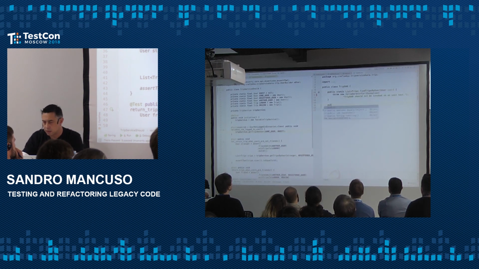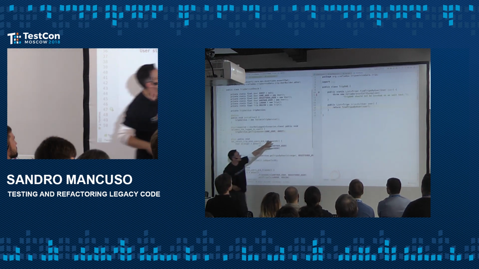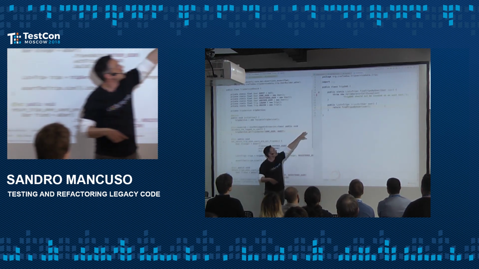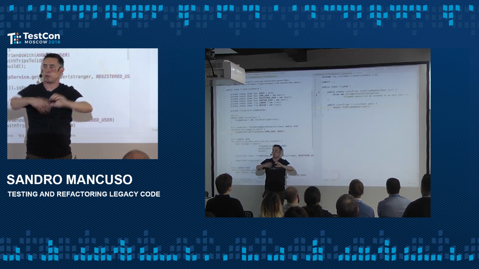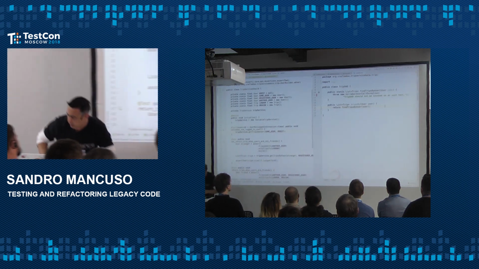What I can do is say public list, because I need to have an instance method in order to mock. Trips by user, and then return. I can redirect to the other method. Doing that, now I can mock this method and move all the code to use the instance method. And when there's no reference to the static method, I copy the block, put it in the other one, and delete. So this is a technique that you can use.